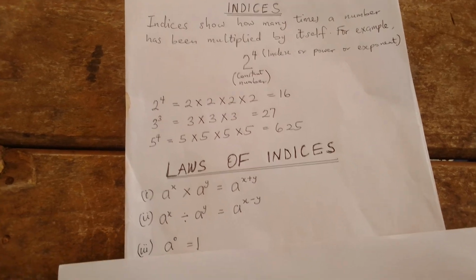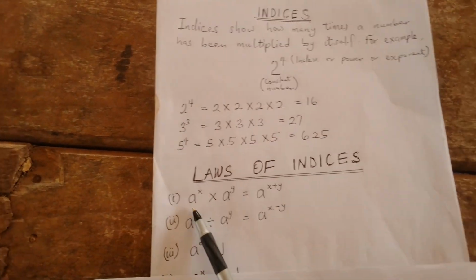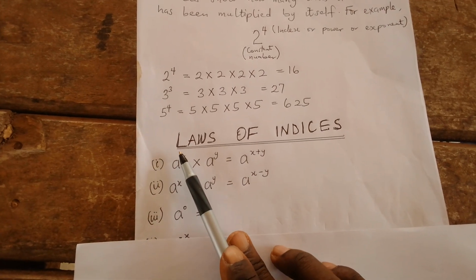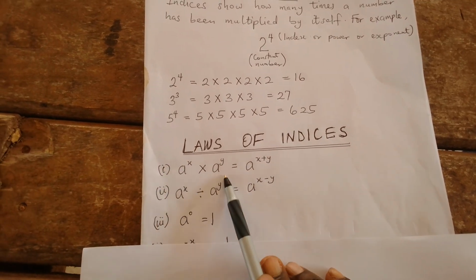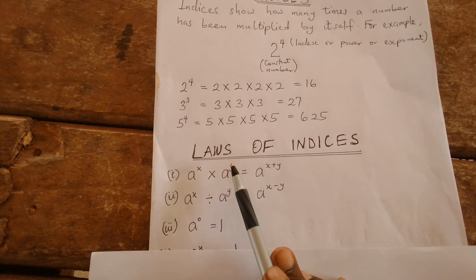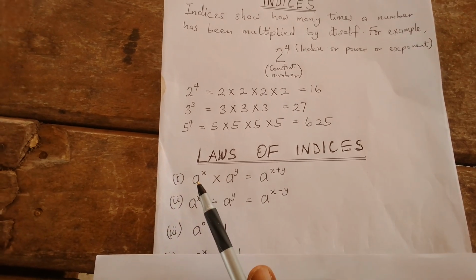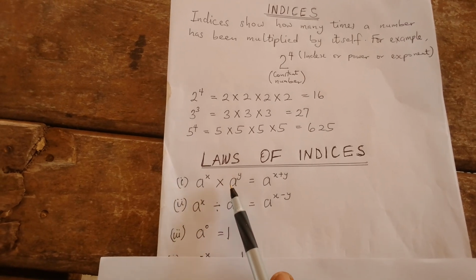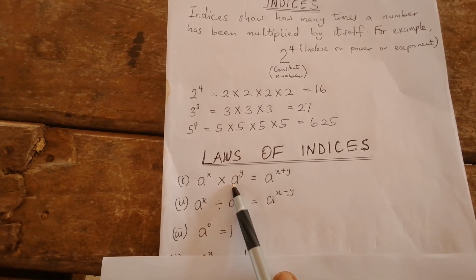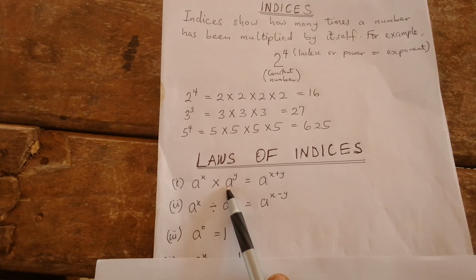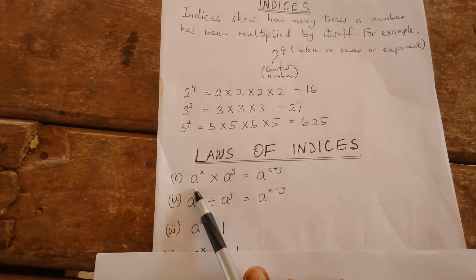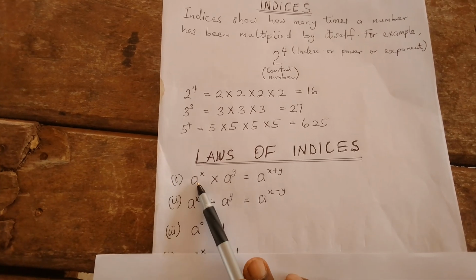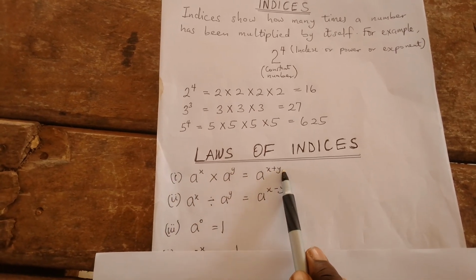Now we have the addition law. If you look at this, A represents a constant number which is multiplied in x places. This A represents a constant number which is multiplied in y places. Now you can see that these two constant numbers are similar. In this situation, we can apply the addition law, which says that if you are having two similar constant numbers, what you do to their powers is that you just add the powers.